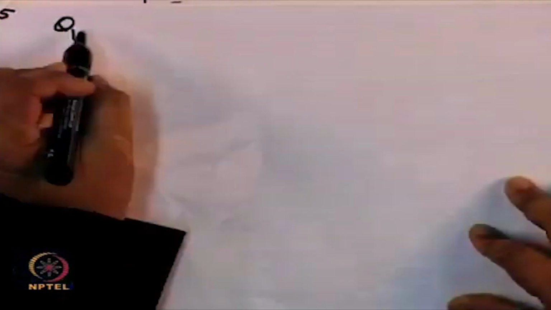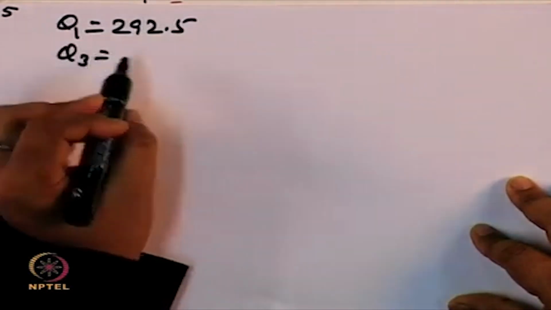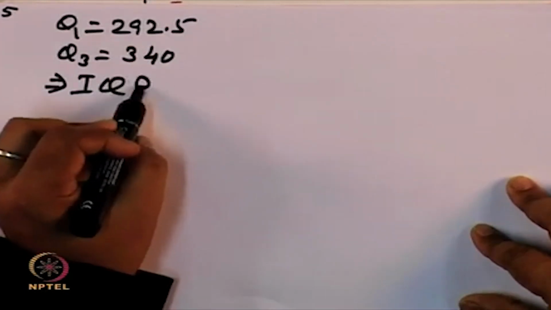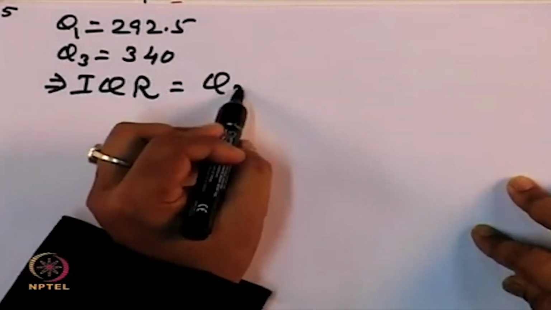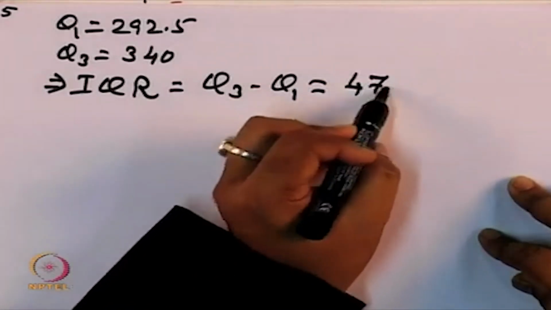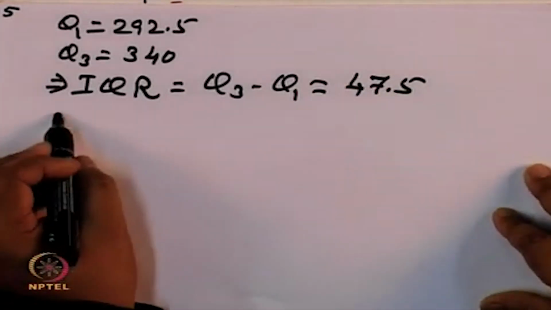So now we need to see our median. For this particular distribution, I have Q1 as 292.5, Q3 is equal to 340. Which would mean that IQR is equal to Q3 minus Q1, which is 47.5.